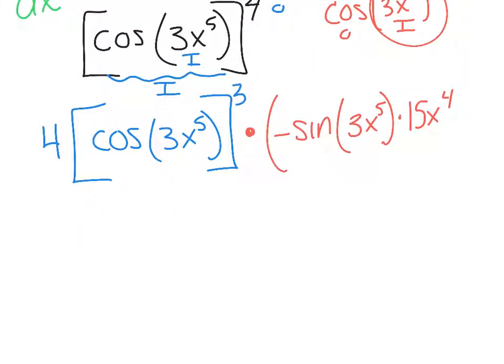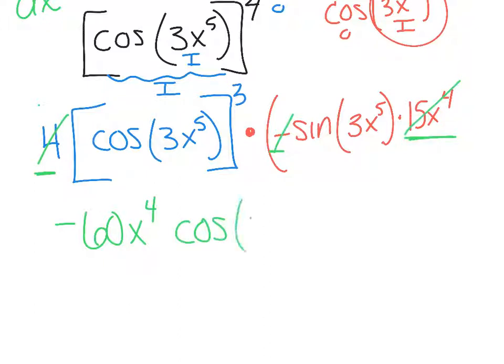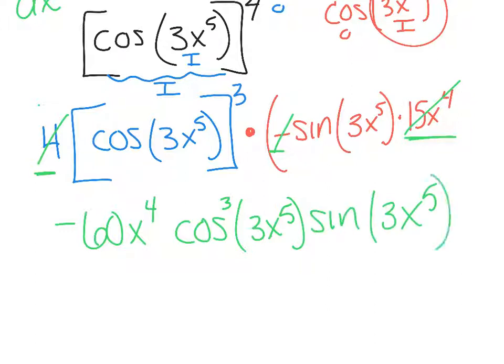So I can multiply any coefficients together. So let's see, I can multiply the 4, the negative, and the 15x to the fourth. So 4 times 15, that's 40 and 20, that's 60. So negative 60x to the fourth. So that took care of that term, and that term. Then I have the cosine of 3x to the fifth. Now I'm going to put that cubed back on the cosine term. And then I have the sine of 3x to the fifth. And that would be our final derivative.